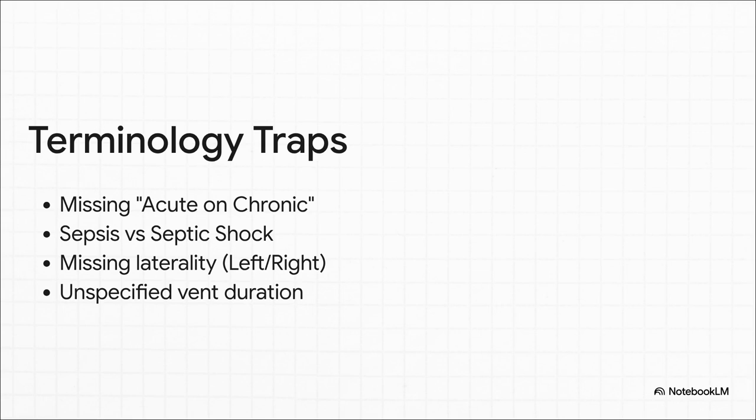Vague physician notes constantly force coders to default to those lower-paying buckets. Some of the most common pitfalls: missing the phrase acute on chronic for heart failure, documenting just sepsis when the patient was actually in septic shock, which, by the way, is an MCC. Missing laterality, like whether a hip fracture was on the left or the right side, or just failing to specify if mechanical ventilation lasted more or less than 96 hours. Each and every one of these vague notes acts like a slow leak in the hospital's financial bucket.